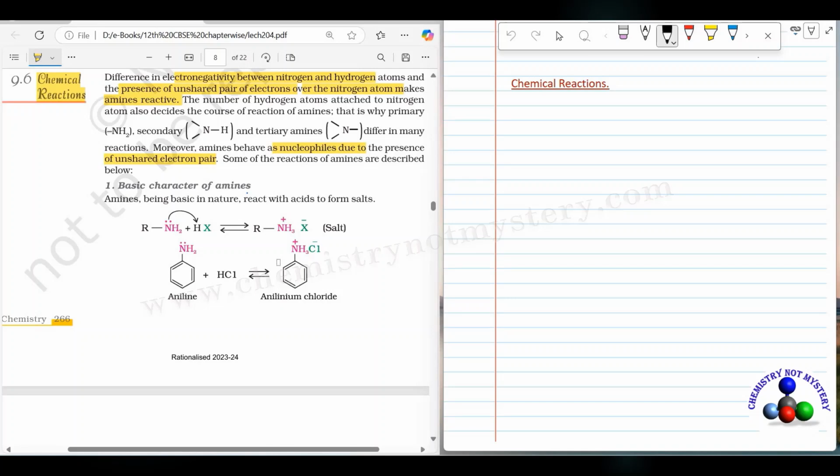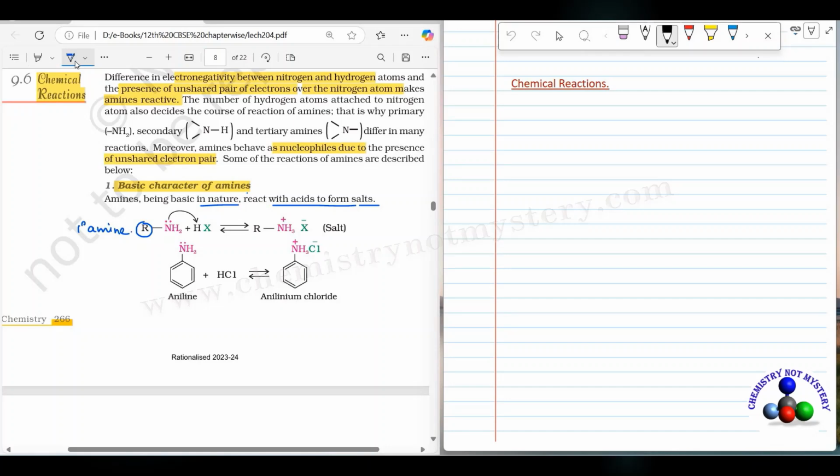So first reaction is given basic character of amines. So let's discuss the basic character of amine. Amines, being basic in nature, react with acid to form salts. Here this is amine. As it is bonded to one alkyl group, this is primary amine. When it reacts with HX, which represents an acid, it abstracts H plus from the acid and forms ammonium salt.